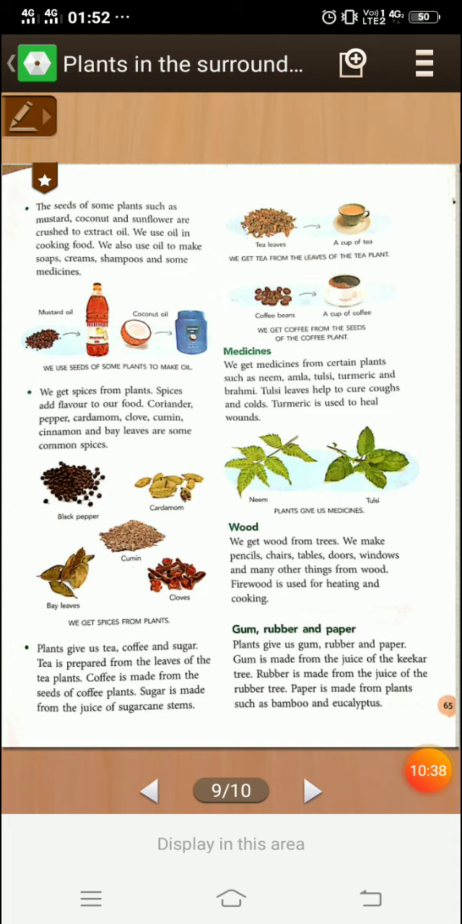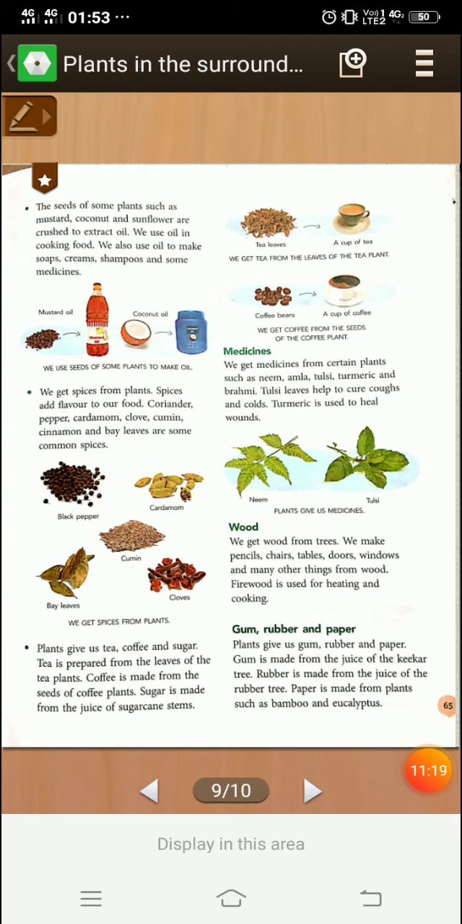Now, next type of thing that we get from plants are the medicines. We all know that neem, amla, tulsi, turmeric, brahmi, these are all plants that provide us with medicines. Tulsi helps us to cure coughs and cold, and turmeric is used to heal wounds. Next is wood. We learned in the previous classes that plants give us wood. What do we do with it? We make pencils, chairs, tables, doors, windows and many other things, and it is often used as firewood also because it is very good for heating and cooking.